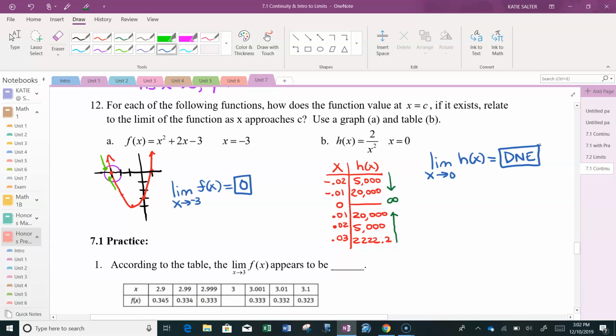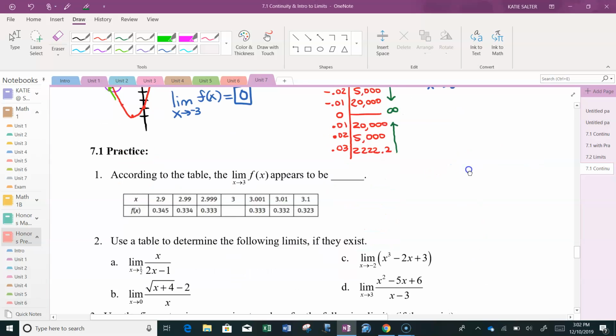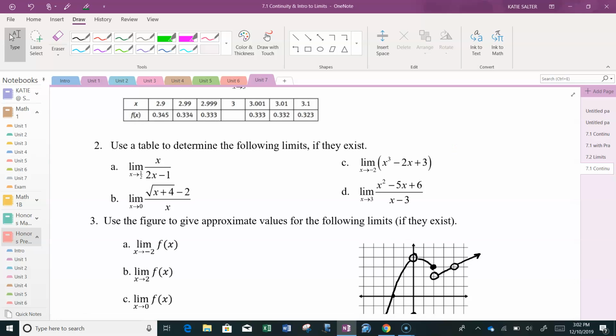Okay, so now you're going to complete the practice below. Some of them I've set up a table for you already. Some of them you're going to have to set up a table. So like for number 2, use a table to determine the following limits if they exist. Folks, you can use Desmos. I'd rather you use your graphing calculator and play with it because I'm not going to let you use Desmos for the test.